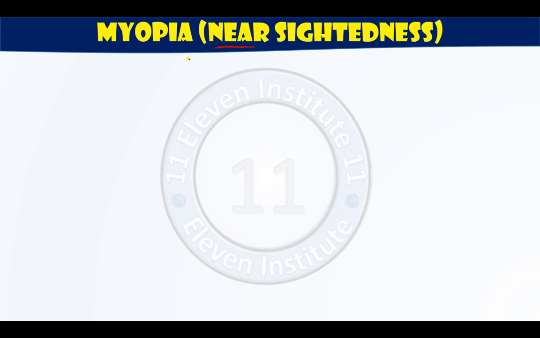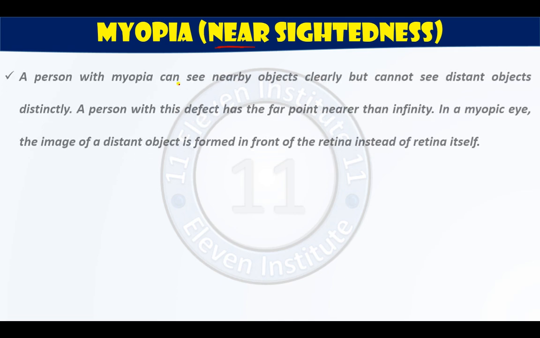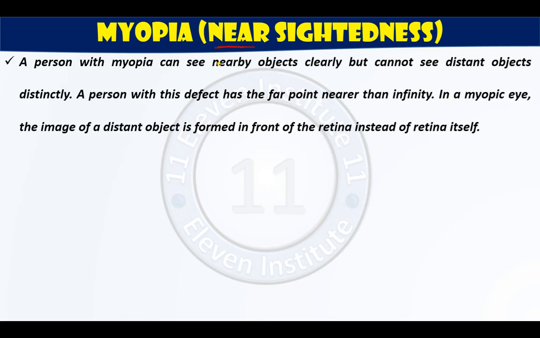Such a condition is known as myopia. A person with myopia can see nearby objects clearly, but cannot see distant objects distinctly.